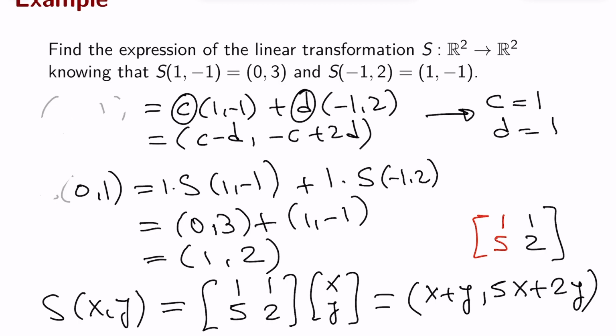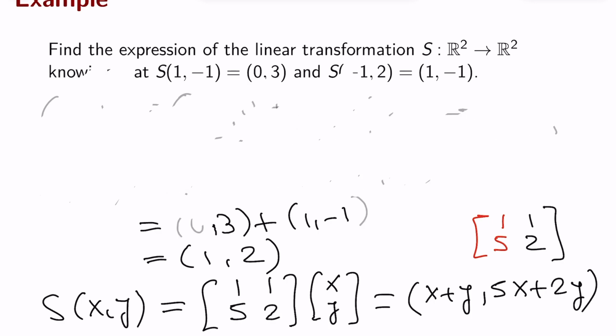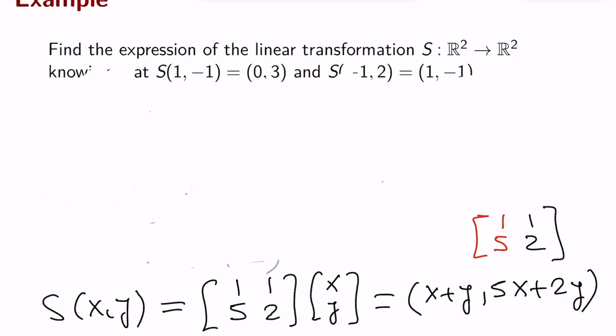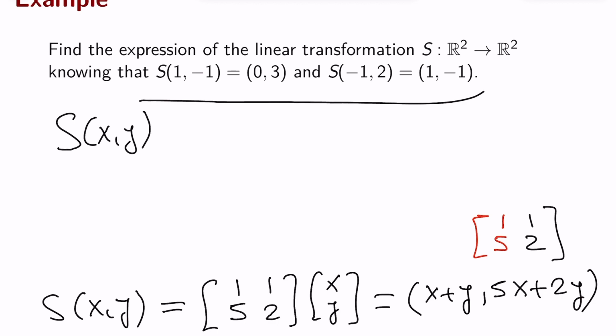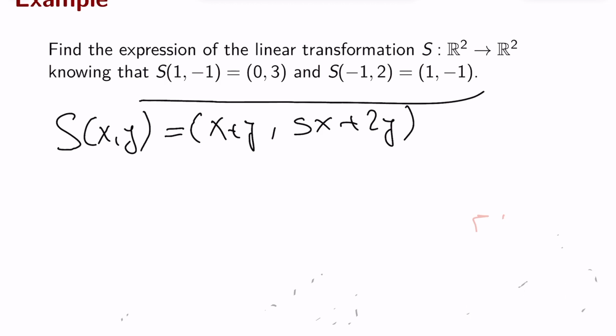Okay, so if you are not sure if you did the operations correctly, you can check that this is correct. Once you have the expression of the transformation, how would you check that this expression is correct? Well, you know that your transformation has to do this. Just check with your transformation, right? You calculated that S of (x, y) equals (x plus y, 5x plus 2y). So to know if this is correct, you can just plug in the values that you were given and see if you get the correct result.